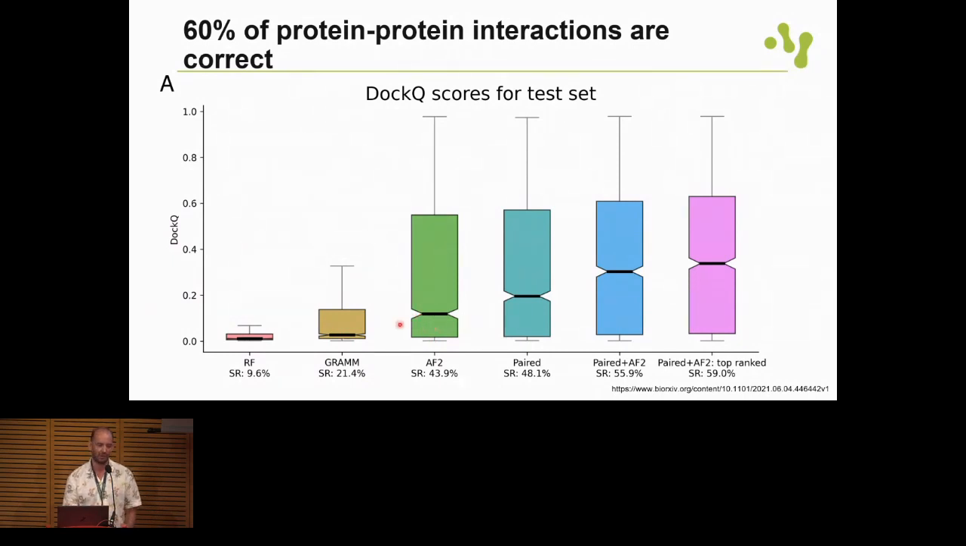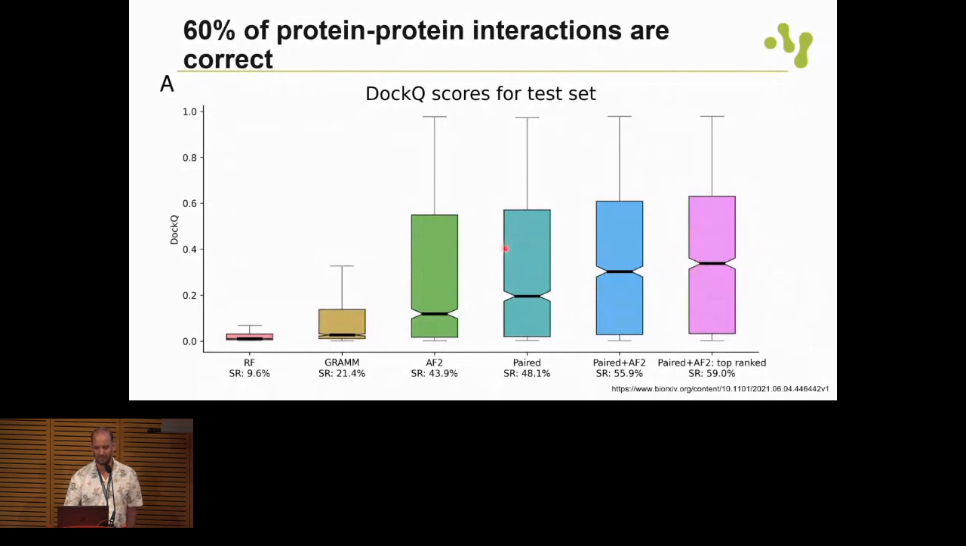But the average score is quite low. We see that if you use this paired alignment, and particularly if you use the paired and the AF2 model alignments together, and we did several models and took the top ranked one, we could increase it to almost 60%, which is quite good. It's an average of about 0.3 DockQ, which is much, much higher than anything else before. So this is really a big step up from all earlier work.